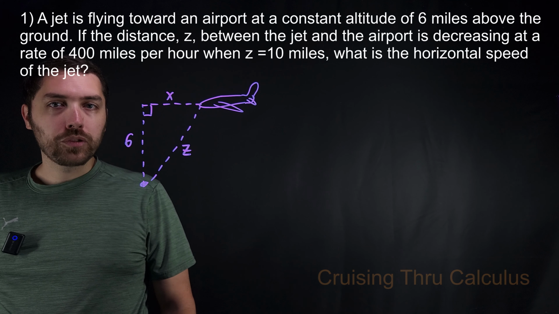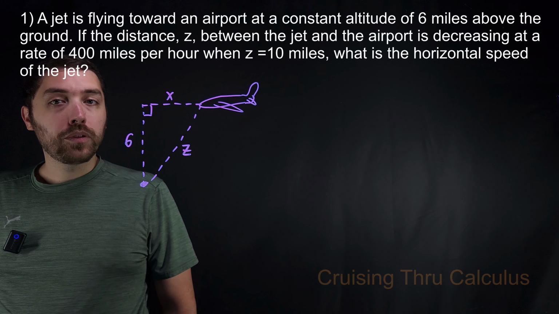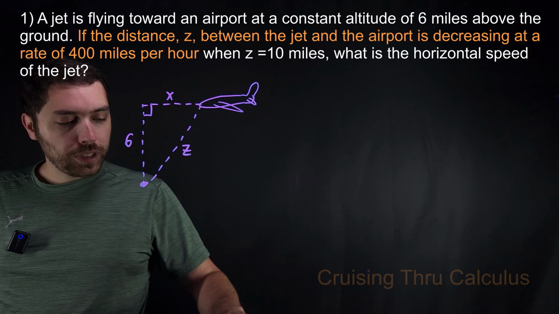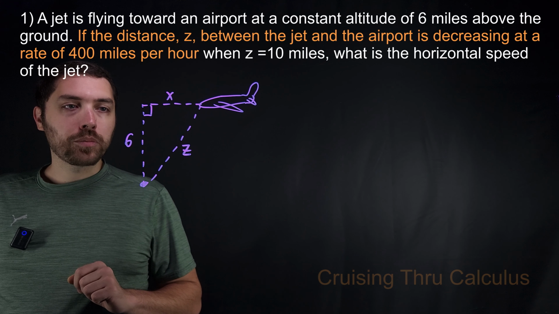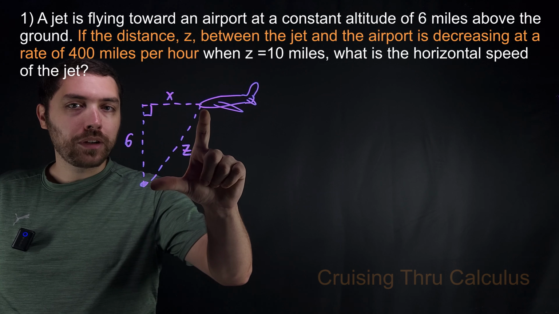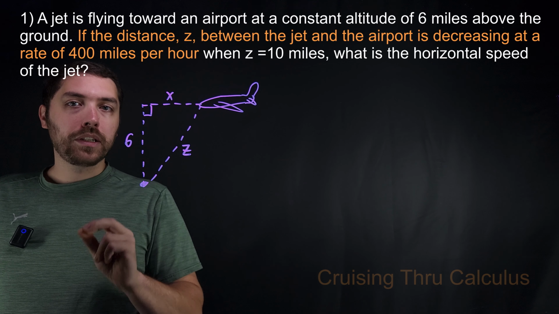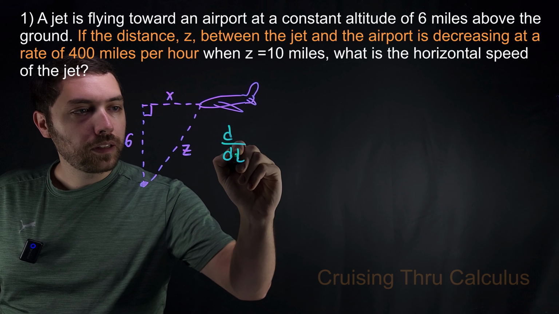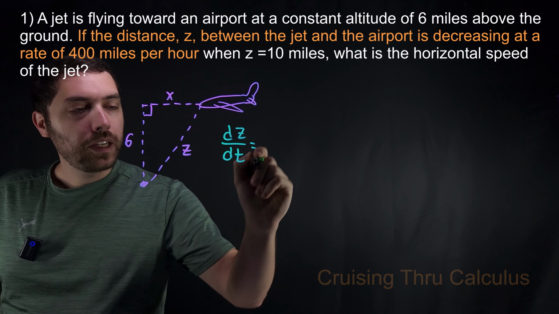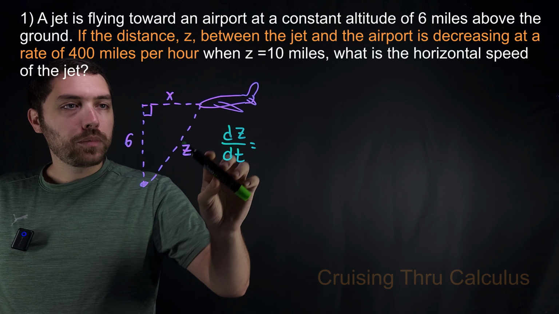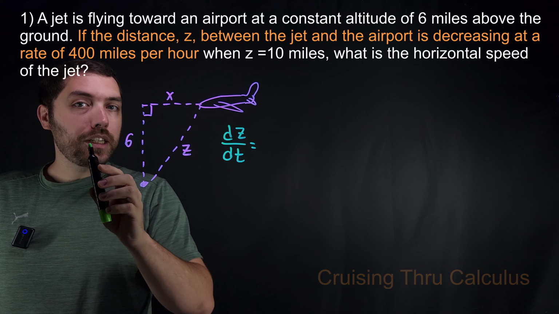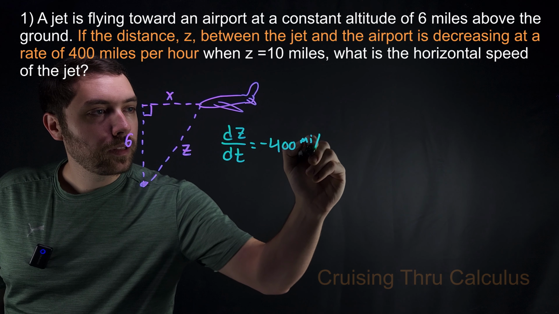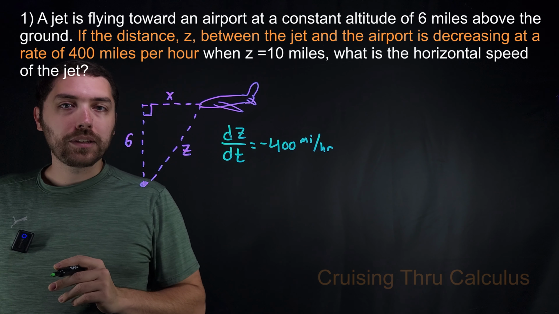The next thing we want to do is write out the information that they gave us. For example, it says that the distance z between the jet and the airport is decreasing at a rate of 400 miles per hour. Well, that's this right here. And it said it's decreasing at a rate. So that means this is going to be a derivative. So the derivative of z, so the derivative of the distance between the airplane and the airport, is decreasing at a rate of 400 miles per hour. Because it's decreasing, we're going to make that negative.